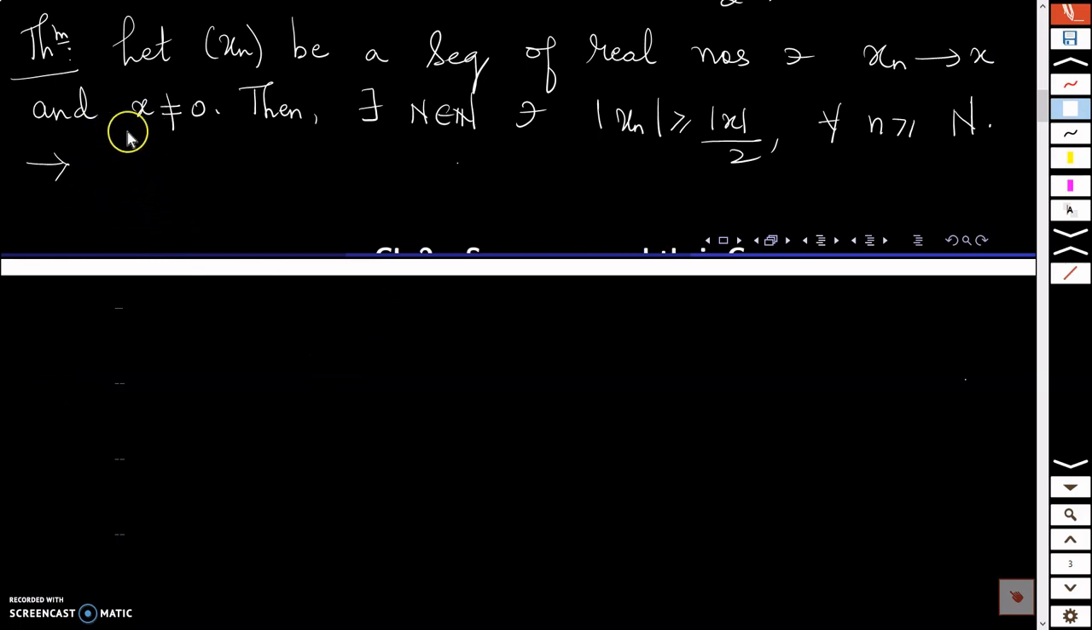Right? So let's start now. We are given that xn converges to the point x, right? We are given that xn converges to the point x. So I will choose my epsilon to be this.